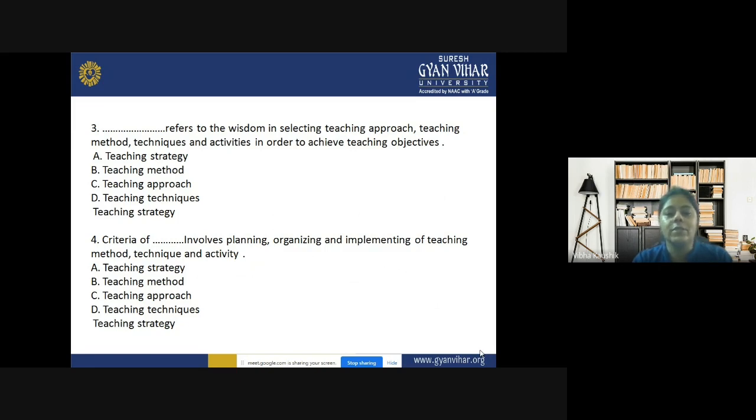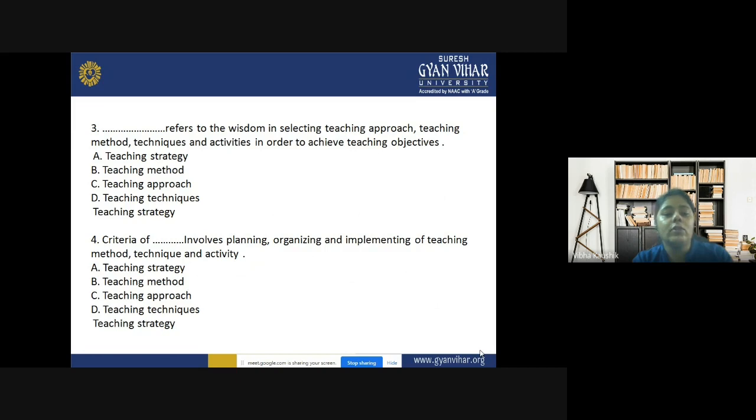And the correct answer will be option A, that is teaching strategies, refers to the wisdom in selecting teaching approach, which teaching approach should be offered by the teacher to teach that particular concept, the different teaching methods, or the selection of the appropriate teaching method, techniques, and activities.